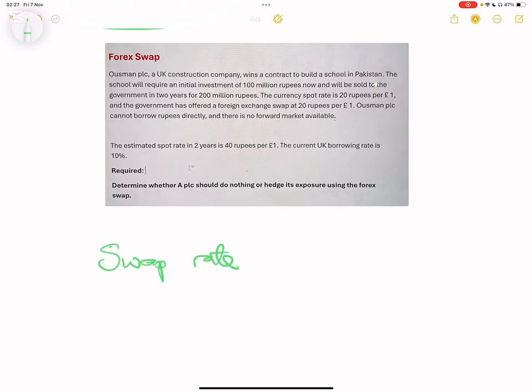This swap rate will be used both at the beginning and at the end, such that the amount will not be different. That's why they always fix it. So in this question, that rate has been agreed to be 20 rupees for every pound.